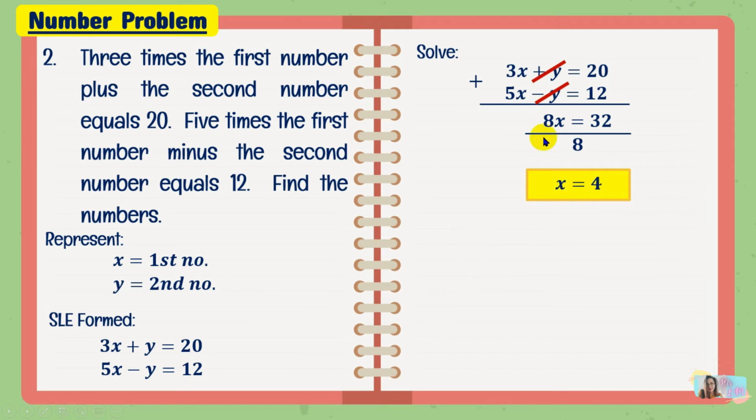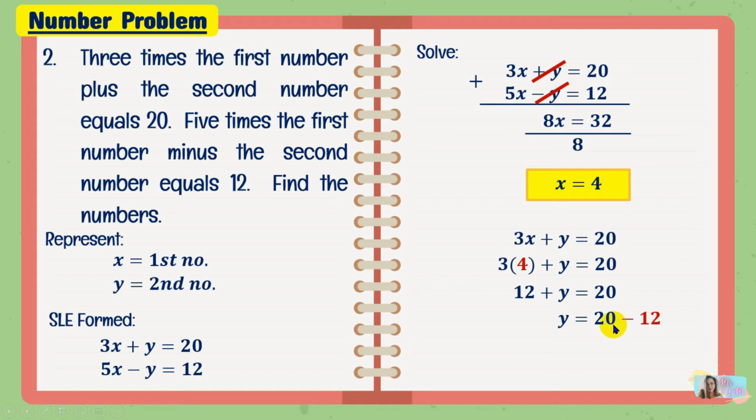For the second number, we have to use any of these two linear equations and substitute the value of x para makuha natin si variable y. So, 3x plus y is equals to 20, the first linear equation. Substitute natin si 4, so magkakaroon tayo ng 3 times 4 plus y is equals to 20. 3 times 4 is 12, and then the additive inverse of positive 12 is negative 12. Y is equals to 20 minus 12, and y is equals to 8. So, the two numbers that we are looking for are 4 and 8 po.